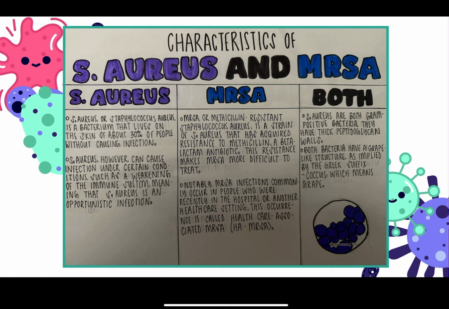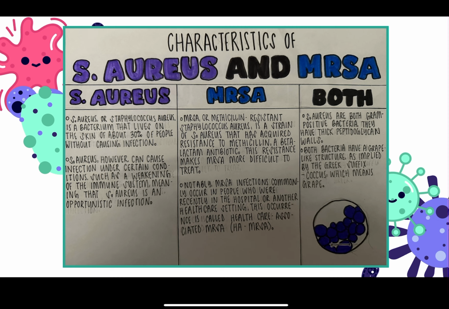So let's start by going over the characteristics of S. aureus and MRSA. We're going to start with S. aureus. So S. aureus, or Staphylococcus aureus, is a bacterium that lives in the nasal passages and on the skin of about 30% of people, and it normally does not cause infection. S. aureus, however, can be pathogenic under certain conditions. Commonly, if there is a weakening of the immune system, S. aureus can become pathogenic and cause an infection for someone. This attribute makes S. aureus an opportunistic infection.